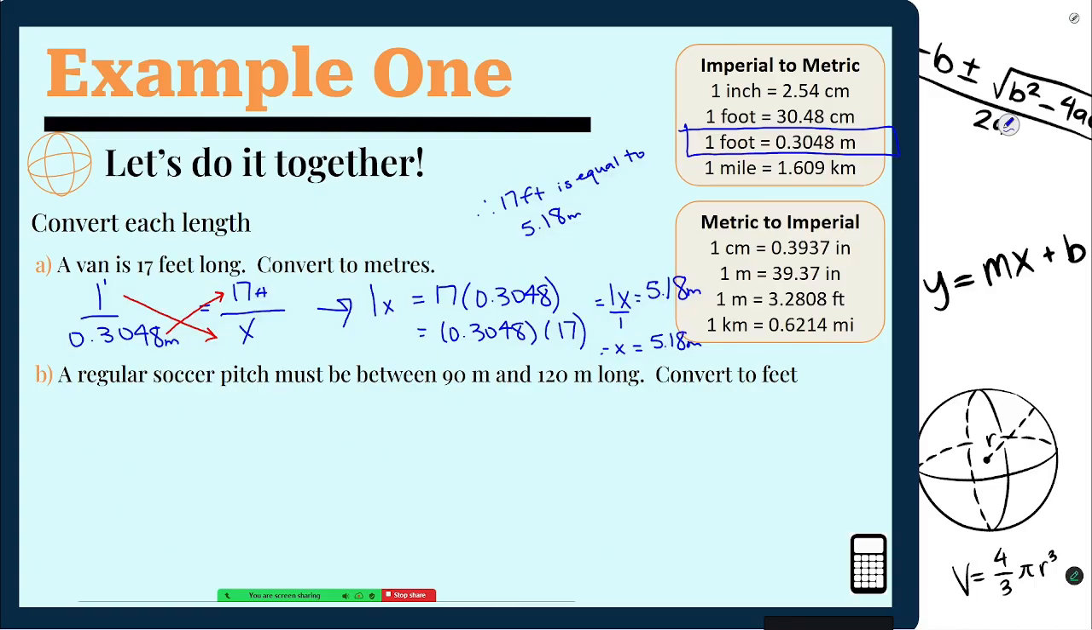All right, let's try the next one. A regular soccer pitch must be between 90 meters and 120 meters long. Convert that to feet. How many feet would a regular soccer pitch be? Make your know and need. We know that 1 meter is, look over at our side, 1 meter is 3.2808 feet.